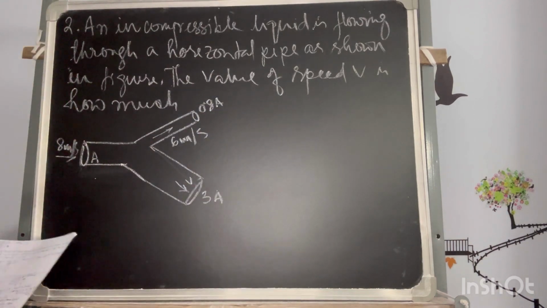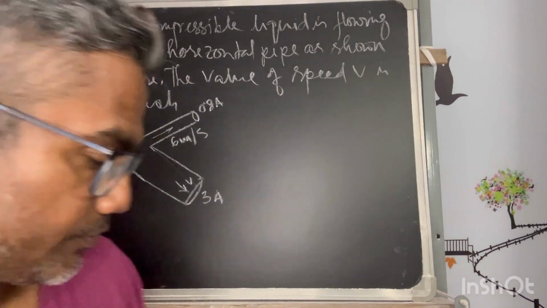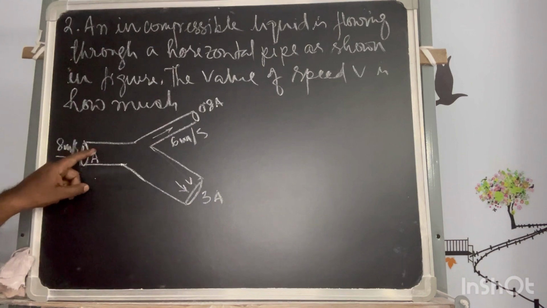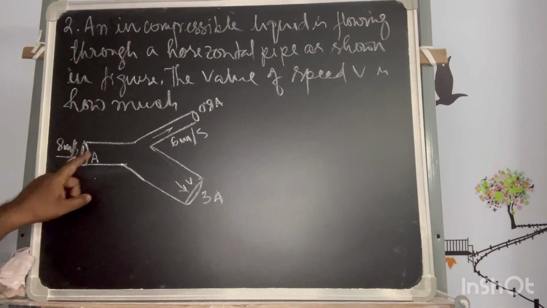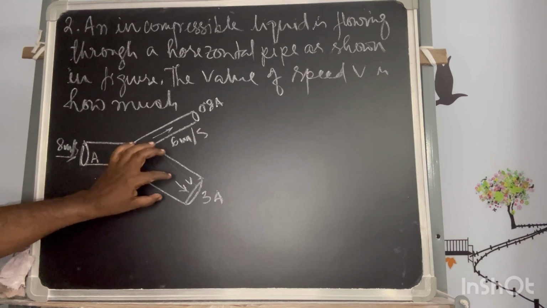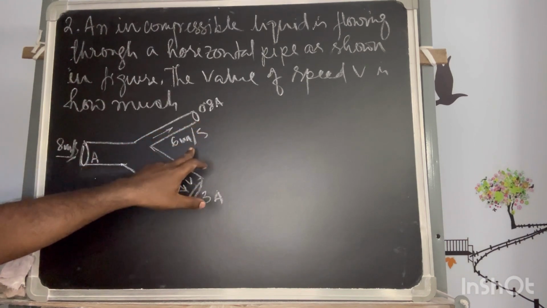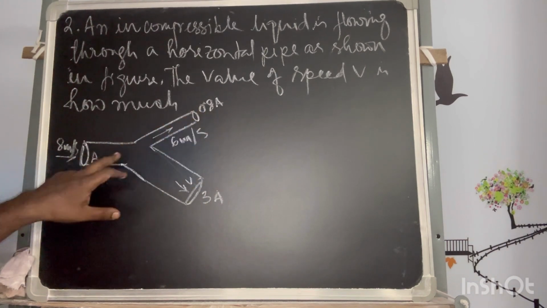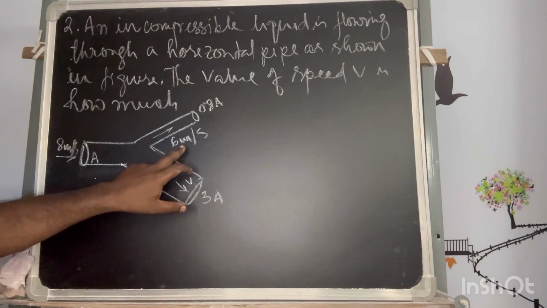Okay, so one thing from this diagram we can say: the less the diameter, the more the speed. With reference to this, where the diameter is less, the speed is more.